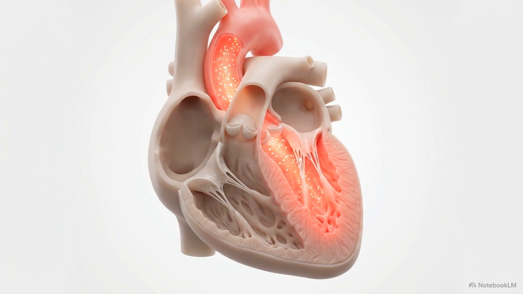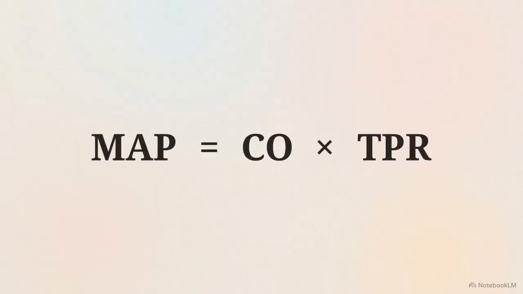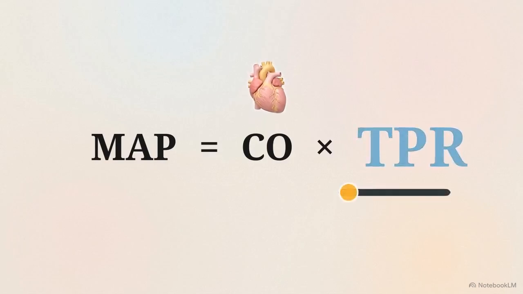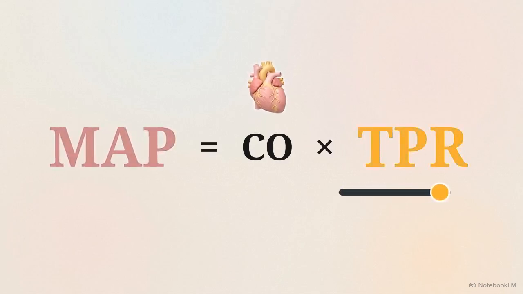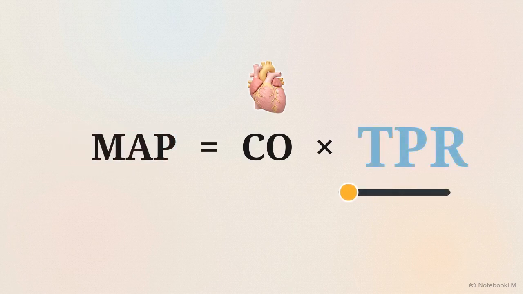Every beat of the human heart works against a continuous mechanical friction known as vascular resistance, the opposing force that must be overcome to drive blood through the circulatory system. This relationship is defined by the bedrock equation of cardiovascular physiology. Mean arterial pressure equals cardiac output multiplied by total peripheral resistance. While the heart generates the output, total peripheral resistance acts as the primary modifiable switch for adjusting systemic blood pressure.